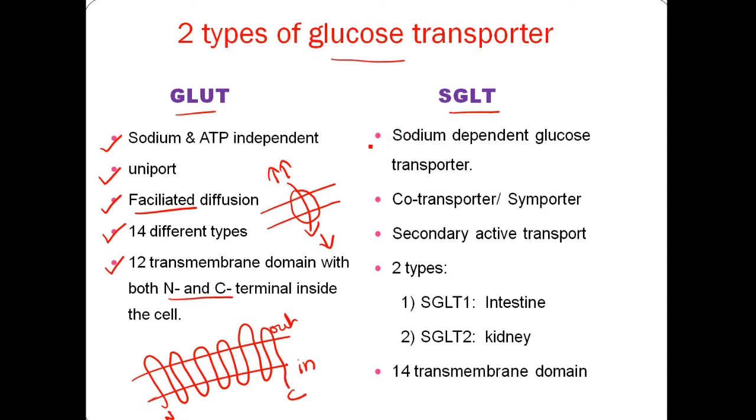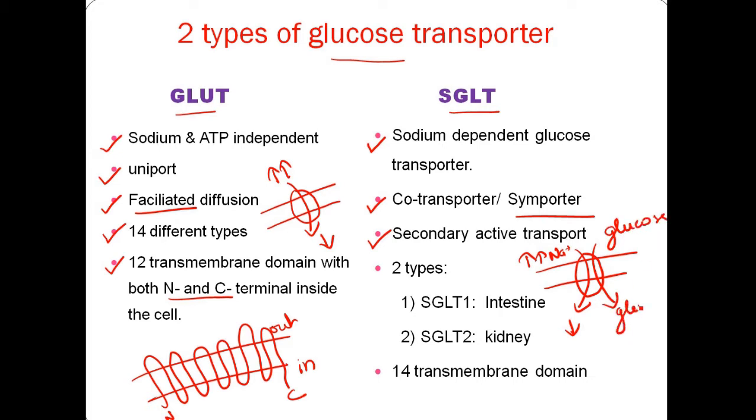Next we will talk about SGLT. SGLT is a sodium dependent glucose transporter. That means sodium will be transported along with the glucose. That's why it's called co-transporter and symporter. Symporter means both glucose and sodium will be transported in the same direction and it is done by secondary active transport. Suppose this is the cell membrane and this is SGLT, then sodium will be transported from the region of high concentration to the region of low concentration and along with this glucose will also be transported. Both are transported in the same direction. That's why it is called a symporter.